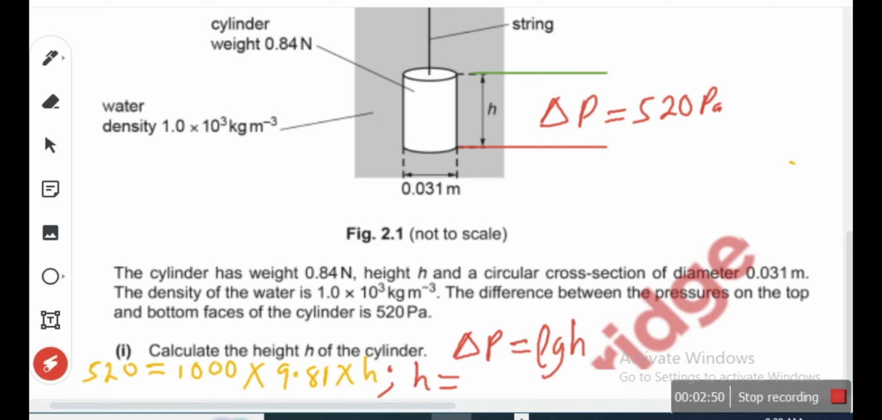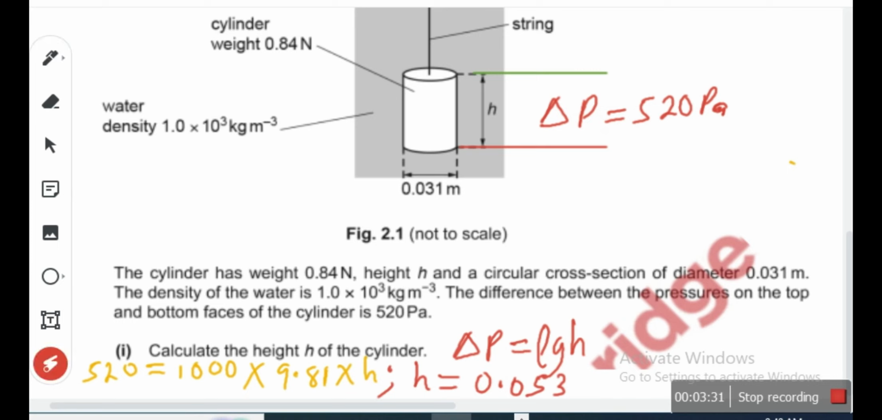Did you get what I just did? Let's be fast about it. That's 520 divided by 9,810 or something if you like. That's 0.05. That's possible. Who said it's wrong? 0.05. 0.05 what? 0.053.